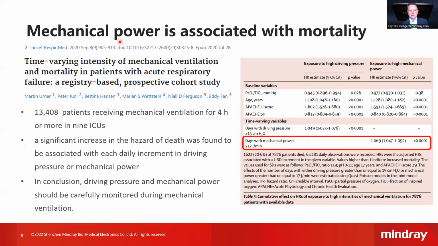Another study was looking into the time-varying intensity of mechanical ventilation and mortality in patients with acute respiratory failure. Here, over 13,000 patients were reviewed. They also found that a significant increase of death was associated with a daily increment in driving pressure or mechanical power. So both should be carefully monitored during mechanical ventilation. As you see here, the conclusion is the same. If 17 joule per minute is exceeded, the hazard of death increases.